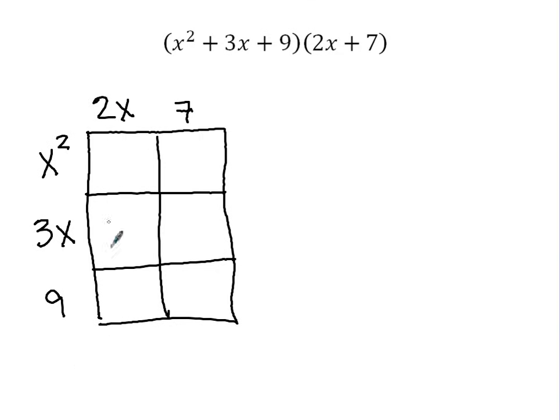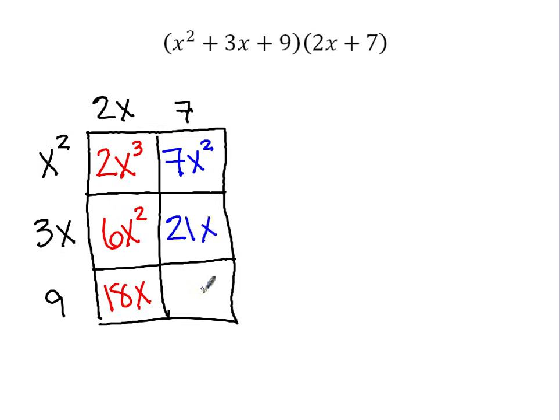Again, inside of the box represent the products, or the distribution, of all of our terms multiplied together. So 2x times x squared is 2x to the third power. 2x times 3x is 6x squared. And 2x times 9 is 18x. Multiplying 7 times each of my trinomial terms, I get 7x squared, 21x, and 63.